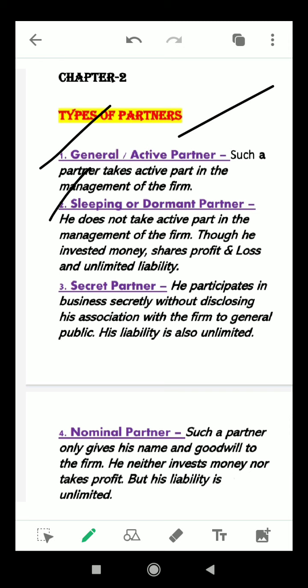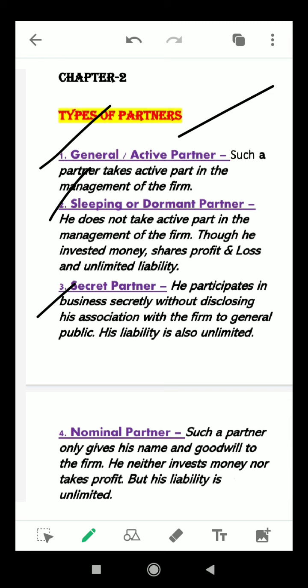Okay. Then secret partner. He participates in business secretly without disclosing his association with the firm to the general public. His liability is also unlimited. See, the position of a secret partner lies between the active and sleeping partner. His position lies between the active and sleeping partner, okay? And his membership of the firm is kept secret from the outsiders.